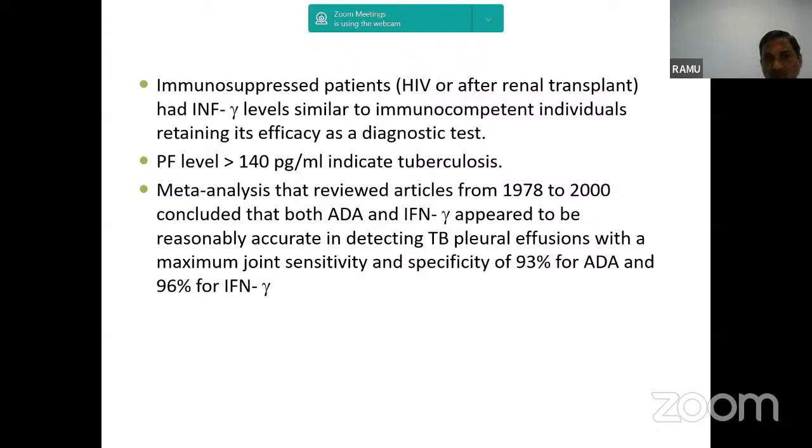Pleural fluid levels more than 150 indicate tuberculosis. A meta-analysis covering 1978 to 2000 concluded that ADA and interferon appear to be reasonably accurate in the diagnosis of tuberculosis, with a specificity of 93% for ADA and 96% for interferon.